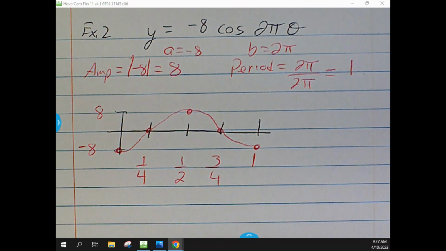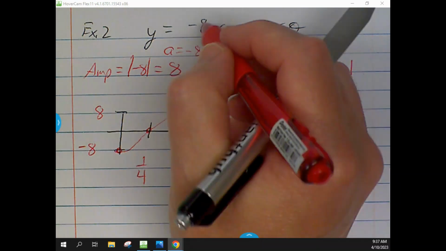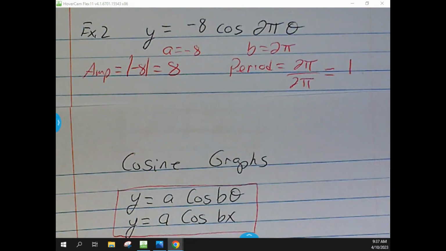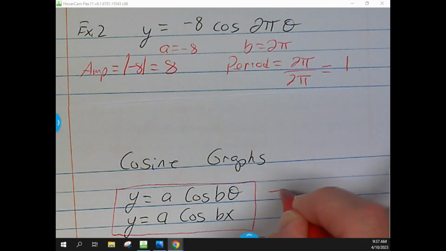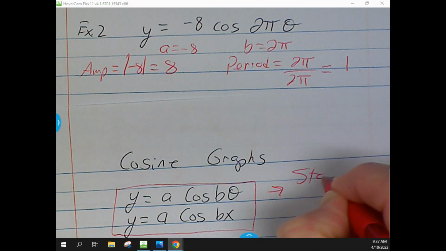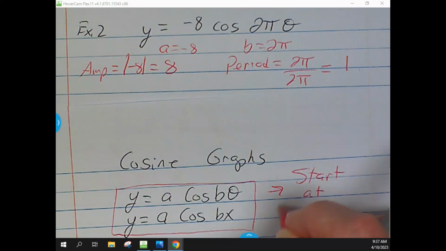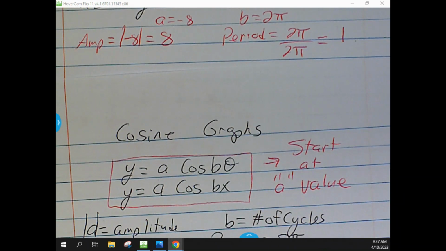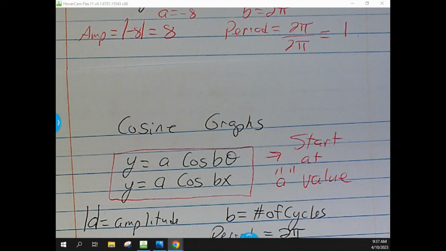Okay, so sine value always starts at 0. The cosine value always starts at your a value. So if you have to go back here, cosine graphs, you can say cosine graphs start at the a value. Whenever you're doing sine graphs, they start at 0. Cosine graphs are going to start at your a value. And that's really the one thing you've got to kind of memorize as you go through those.